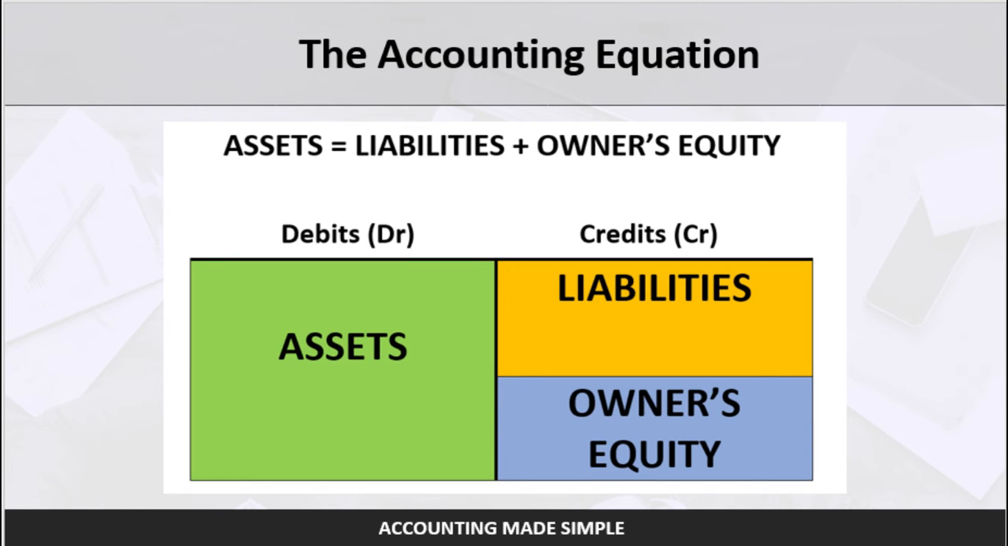The accounting equation. The next concept is called the accounting equation. The accounting equation is assets equals liabilities plus owner's equity. Assets are recorded on the debit side, the left-hand side of the accounting equation. Liabilities and owner's equity are recorded on the credit, or the right-hand side of the accounting equation. Debits are often written as DR for short, and credits are often written as CR for short.